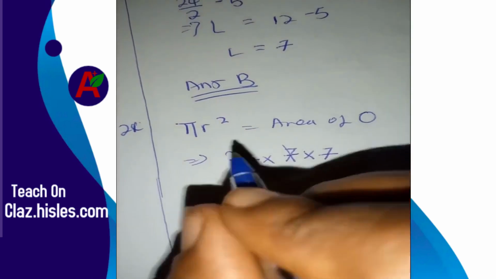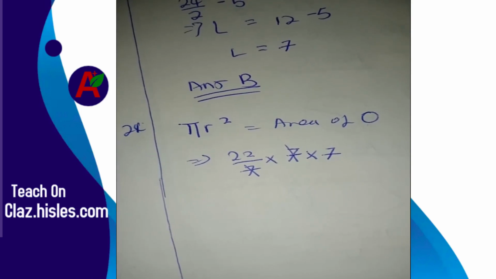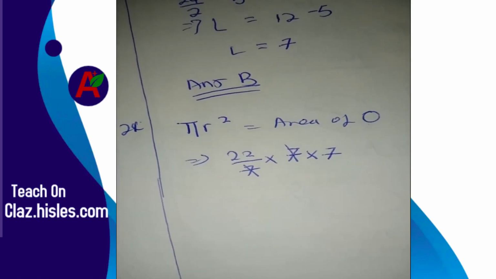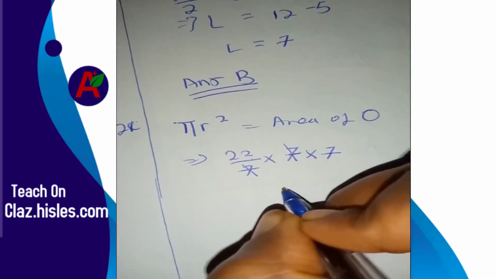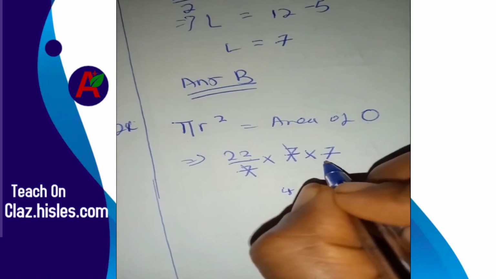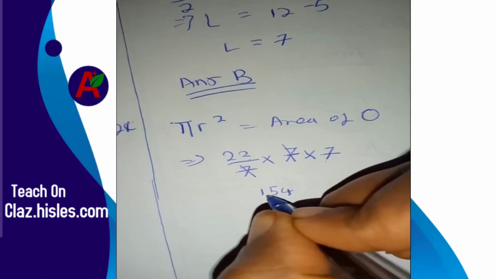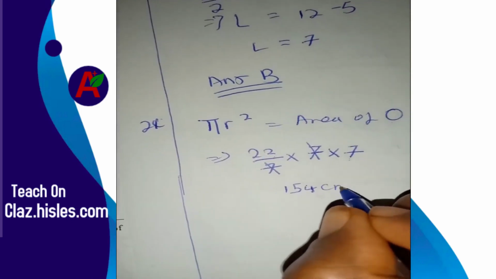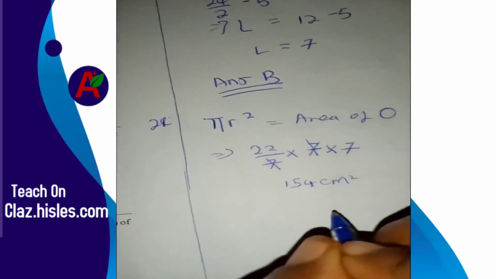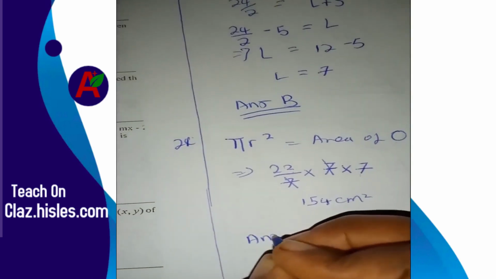This cancels out, so 22 times 7. 2 times 7 is 14, that is 4. 2 times 7 is 14 plus 1, that's 154. So the answer to number 24 is 154 centimeters squared. Is this existing in our options? Yes, it exists in our options. So the answer to number 24 is B.